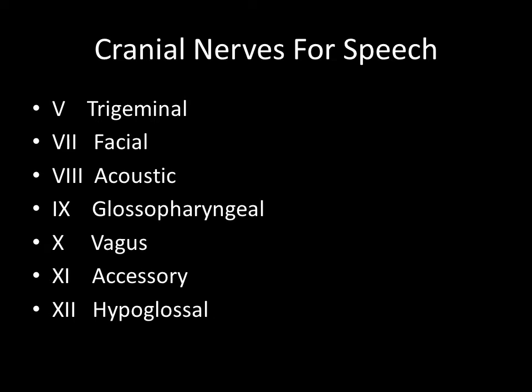The next nerve is the facial nerve. Cranial nerve 7 helps with speech production. What it does is helps with muscles of facial expression, and the sensory component is how you can taste and feel in the tongue and pharynx.